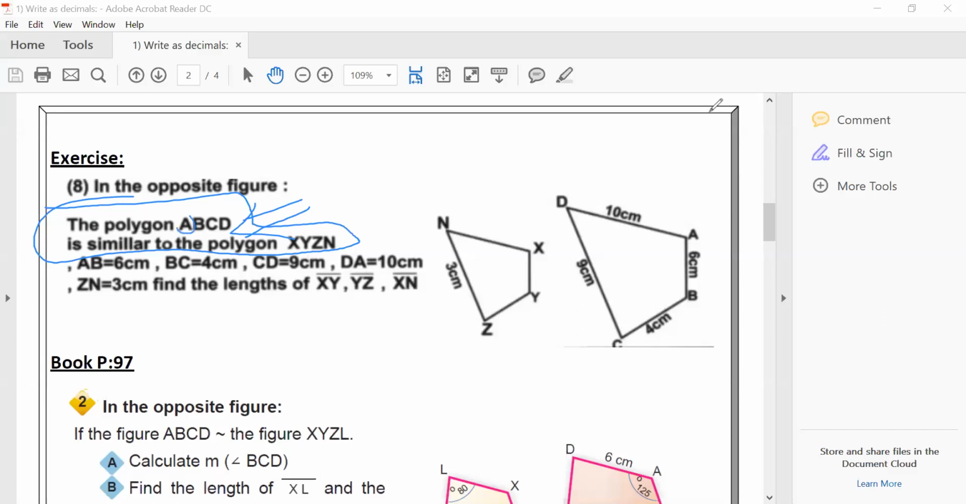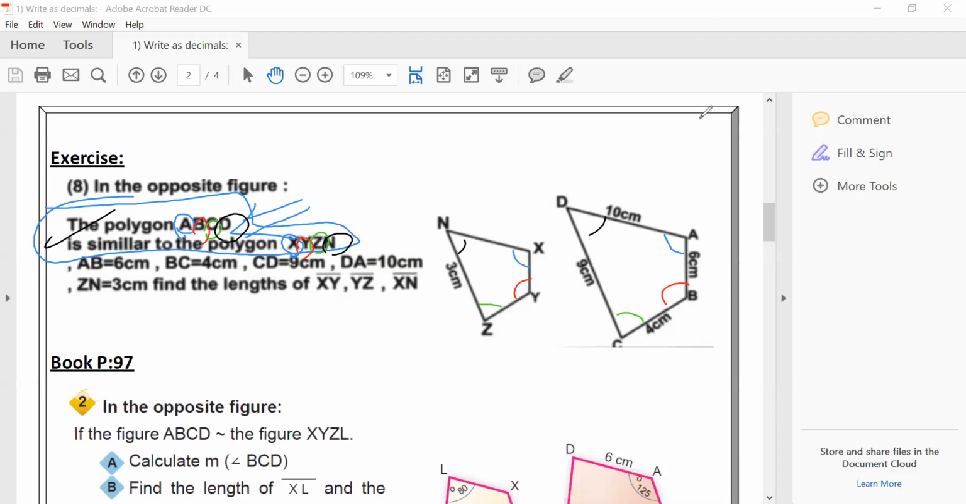Suppose that angle A is equal to angle X, angle B equal to angle Y, angle C equal to angle Z, and at last, angle D equal to angle N. I don't need any of the angles, but I must know that they are equal in measure. It is a must, because he told me that they are similar. The second thing I will deduce from similarity is the proportional sides.